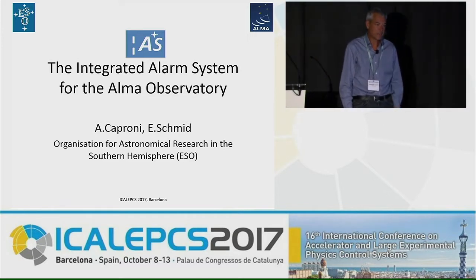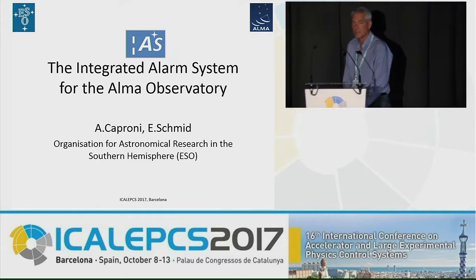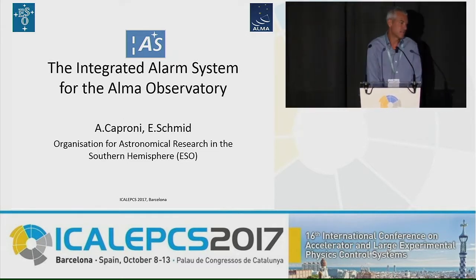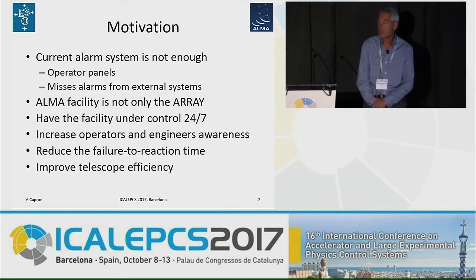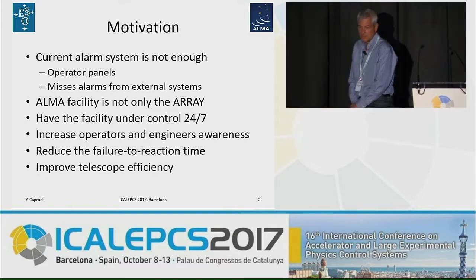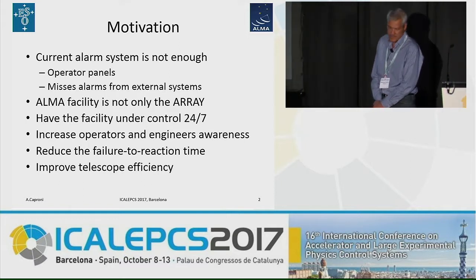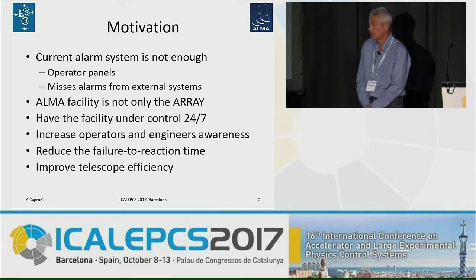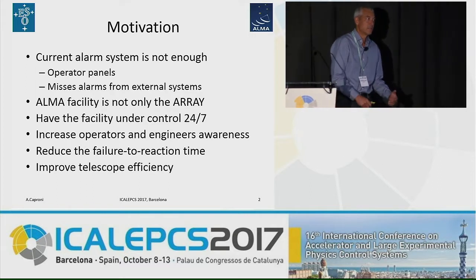I'm going to talk about the integrated alarm system for the ALMA telescope. Now that the ALMA Observatory has been in operation for a few years, we have time to look into the problems. One of them is that the alarm system of the ALMA Common Software, the control software, is actually not enough. There are several problems, but in particular the current alarm system does not allow us to see all the alarms, or the problems that appear in the system.